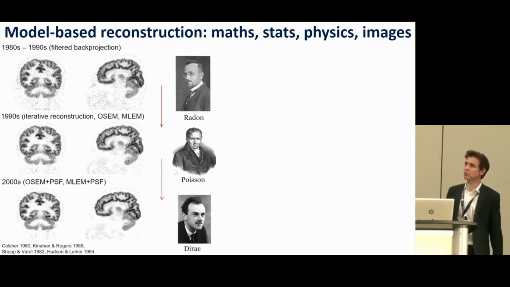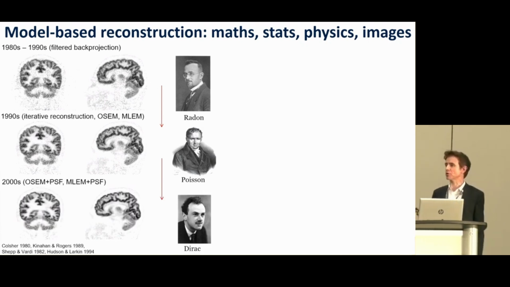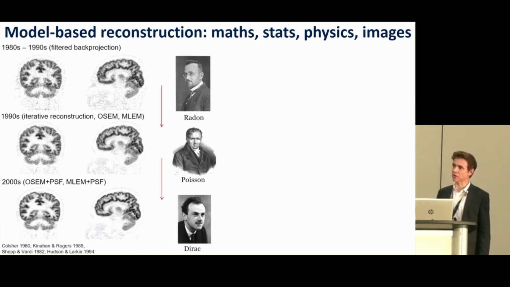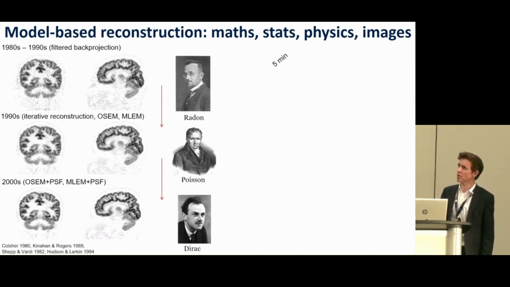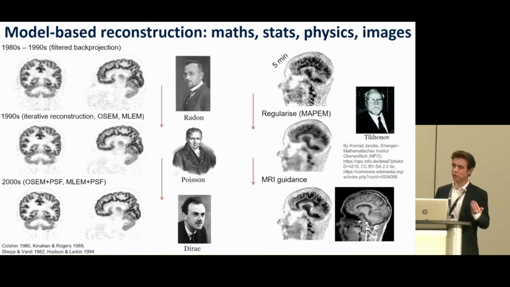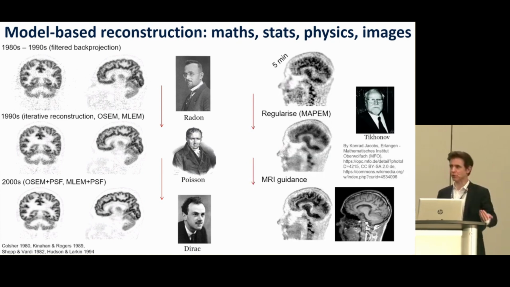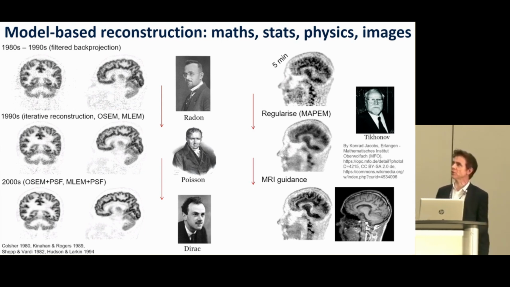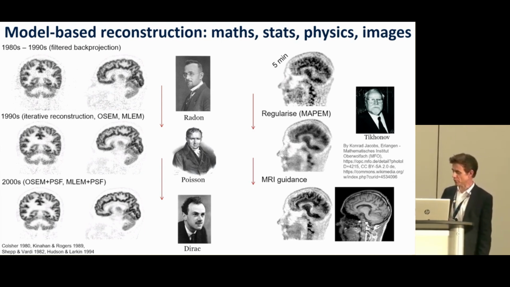Then we moved on to improving the physics model, for example, improving the positron range model and point spread function modeling, which in turn also gave rise to improvements in image quality. And then, of course, the moment we improve image quality, what do we do? We go and reduce the dose, or we shorten the scan time. We end up with poor counts, and so we're going to need to regularize and compensate for the loss of data there.